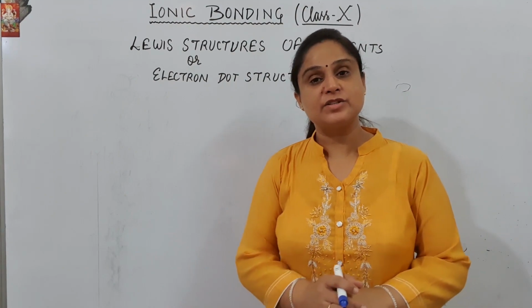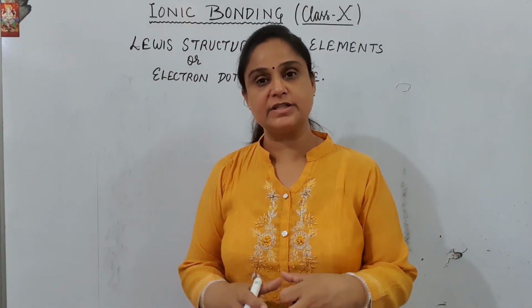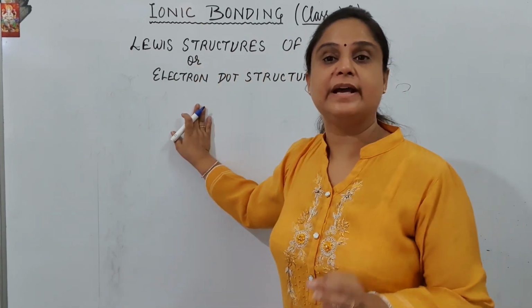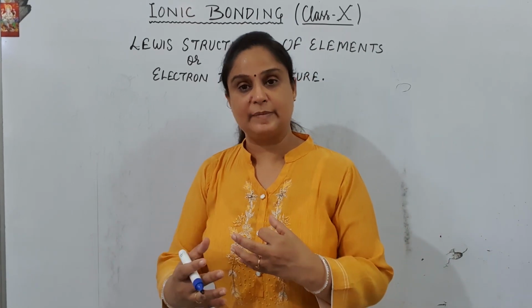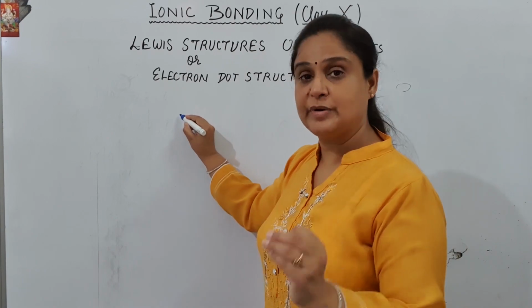Okay, let us talk about the Lewis structure. So let us now understand how to draw the Lewis structure and what Lewis structures are. Lewis structures are also called electron dot structures. If we want to draw the Lewis structure of any element or any ion, what we do is we just write down the symbol of that element.